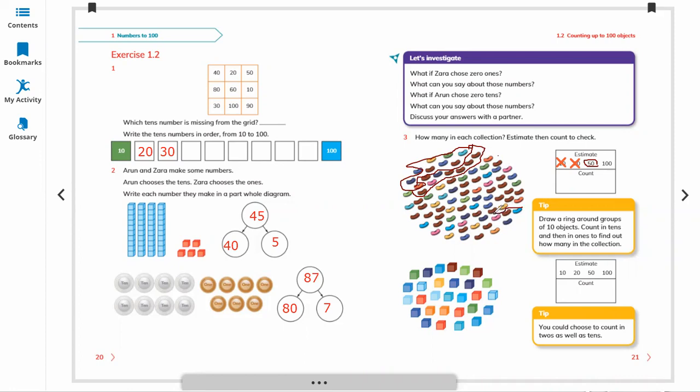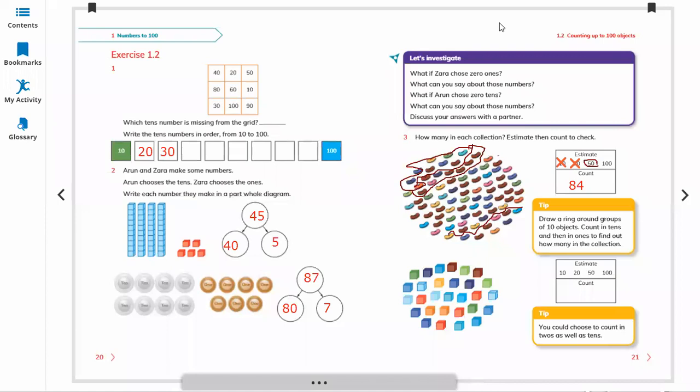2, 3, 4, 5, 6, 7. So there are 8. So when we counted, actually there were 8 tens and 4 ones. So 84 will be our answer. Okay, here are some more boxes you are going to estimate.